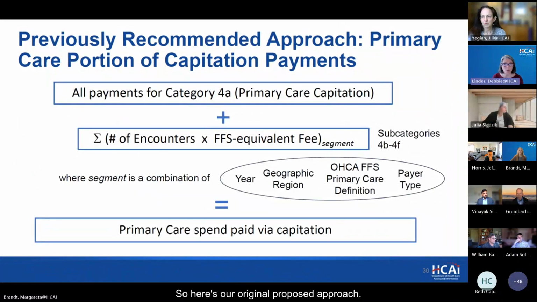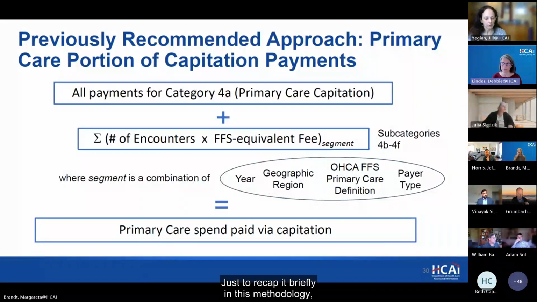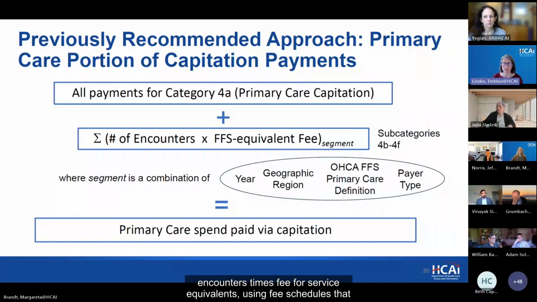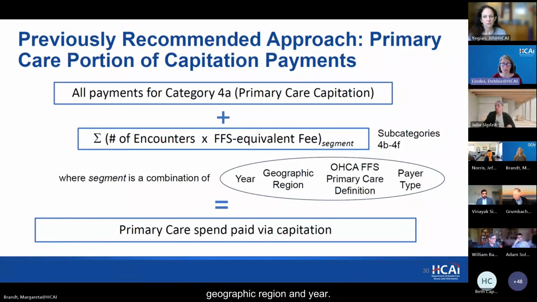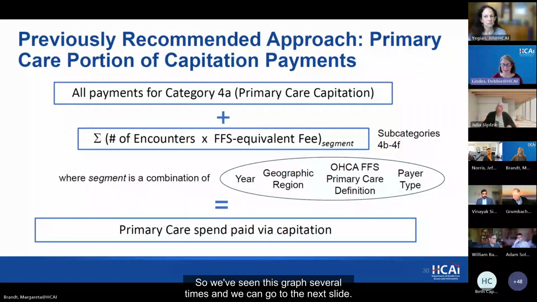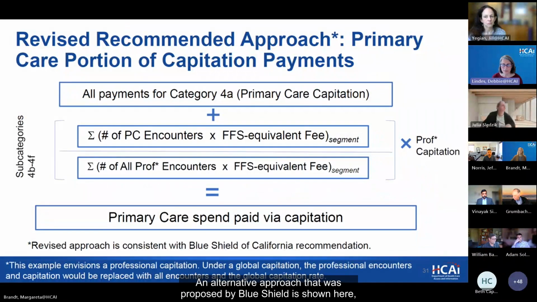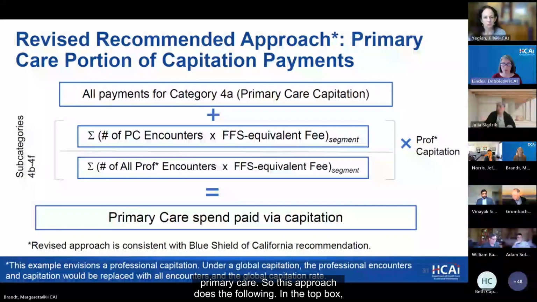So here's our original proposed approach. Just to recap it briefly, in this methodology, the capitation payments allocated to primary care are based on encounters times fee-for-service equivalents, using fee schedules that specify fees for each primary care service broken down by payer type, geographic region, and year. We've seen this graph several times, and we can go to the next slide. An alternative approach that was proposed by Blue Shield is shown here. Based on stakeholder feedback that I'll review in just a moment, OHCA is now recommending this approach to allocating capitation payments to primary care.